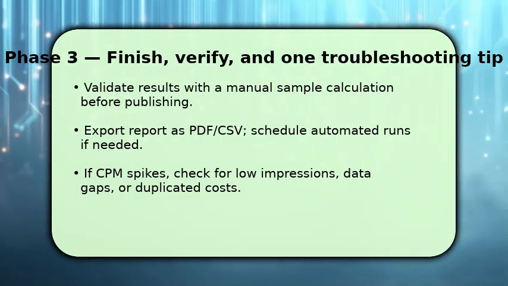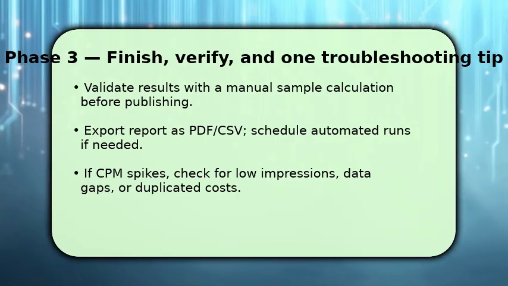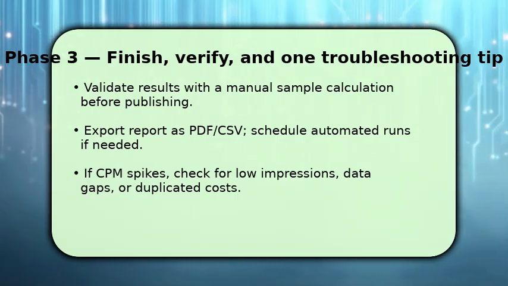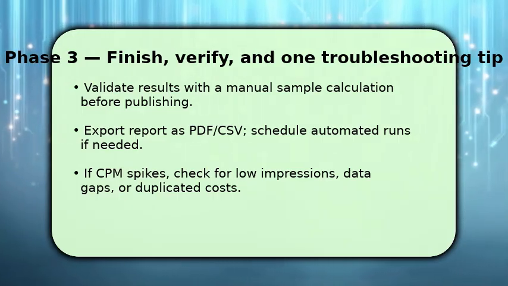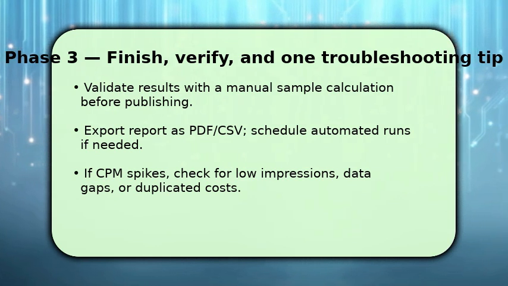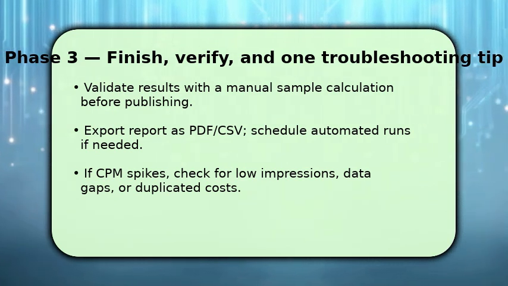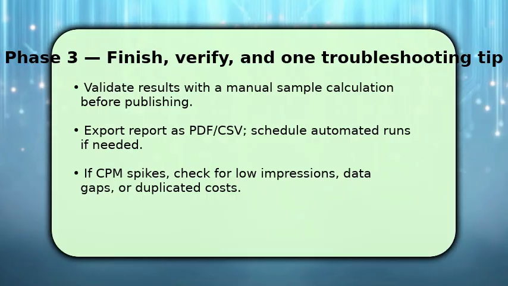If numbers look wrong, troubleshoot. Check for low impression counts that inflate CPM, missing timestamps that break aggregation, or duplicated cost entries from import errors. If issues persist, revert to the raw CSV and rerun the upload step to isolate the problem.